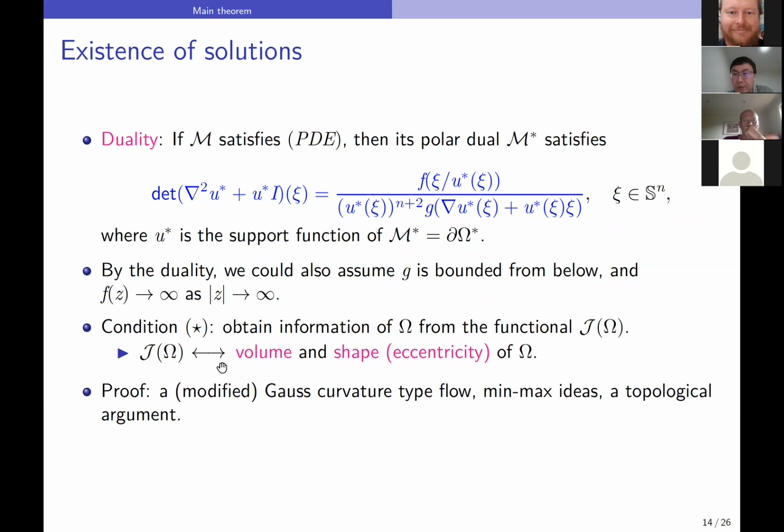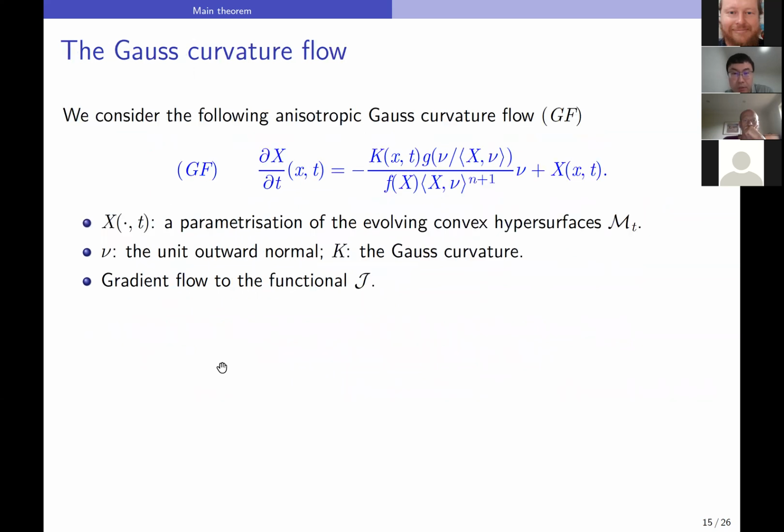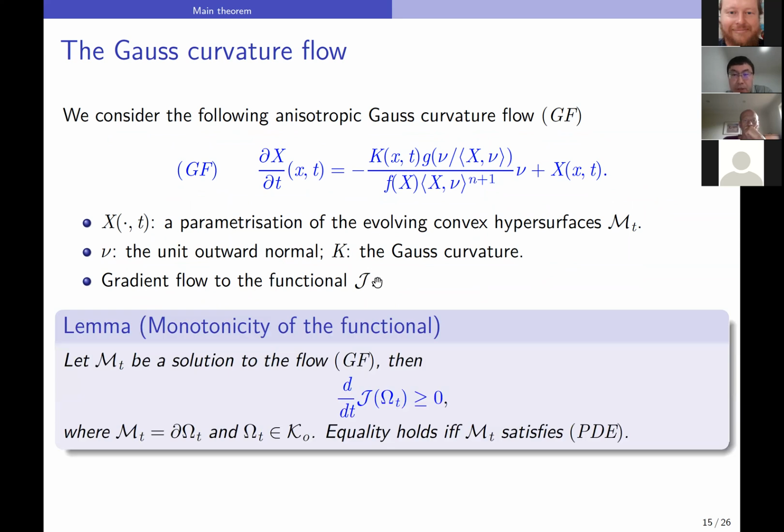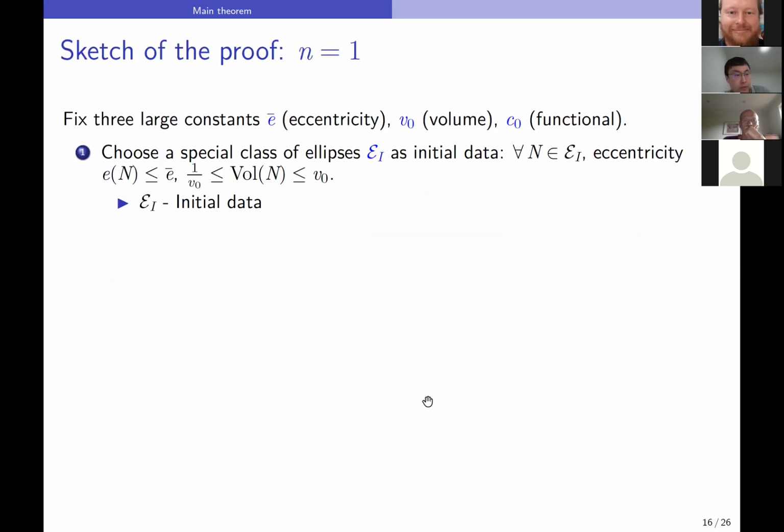As I mentioned, the proof is based on Gauss curvature flow, Minkowski ideas, and a topological argument. We will use the following Gauss curvature flow, which is a gradient flow of the functional J. That means if M_t is a solution to this gradient flow, then the functional J is non-decreasing, and equality holds if and only if M_t satisfies our main equation. Probably I'll skip the sketch of the proof and just talk about the proof directly.